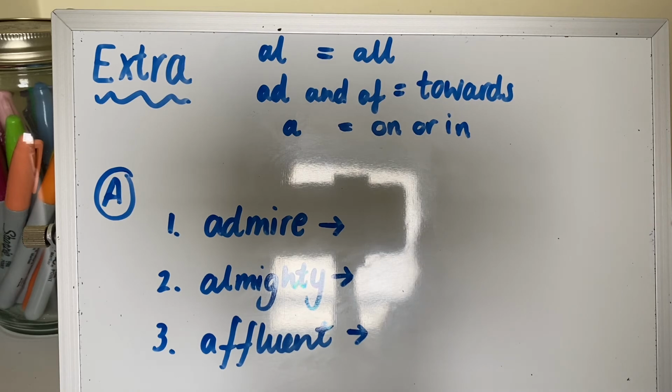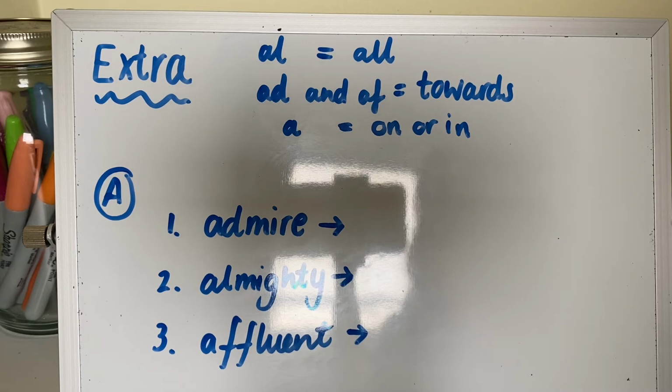Now, admire, it starts with AD, which meant towards. So I'm going to guess if you admire someone or something, it means you respect or you like something about them. So that's liking something towards someone or something. That's what I would go with on that one, but I'll double check it. Almighty, so AL means all. Mighty is usually to do with being strong. So almighty is maybe having all the strength, being really strong because you supposedly have all the strength. That would be my guess.